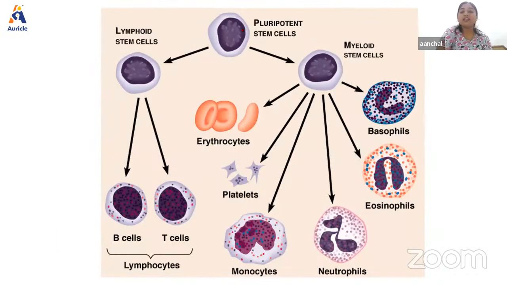Okay, so now we have seen the pluripotent stem cell. From this there will be formation of myeloid stem cell and various types of cells like erythrocytes, platelets, and various WBC will form. And from this pluripotent stem cell there will be formation of lymphoid stem cell, and B cells and T cells will form.